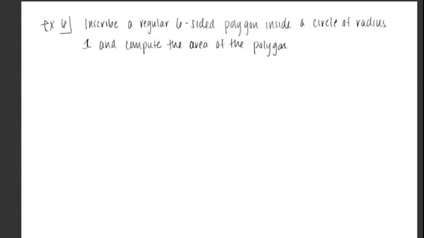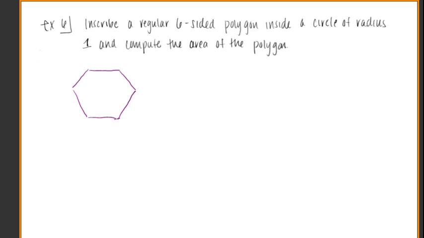In the last problem, we're inscribing a regular 6-sided polygon inside of a circle of radius 1 and computing the area of the polygon. Okay, so 6-sided. Let's see if I can do this. 1, 2, 3, 4, 5, 6. Okay, not too bad. I could definitely do worse, but then it's going to be inside of a circle where all the vertices are hitting the circle.